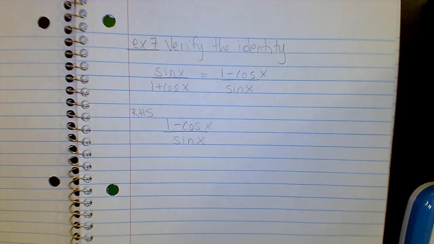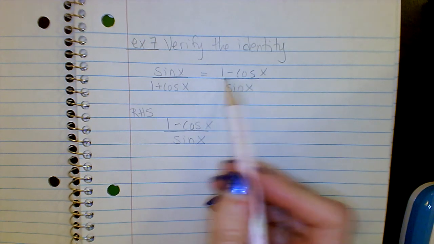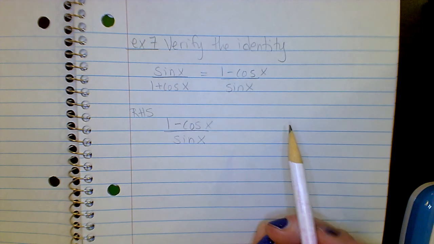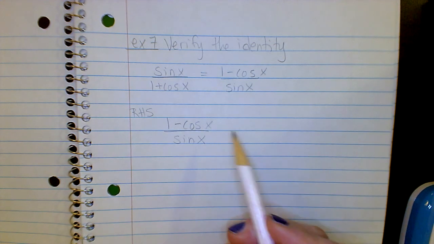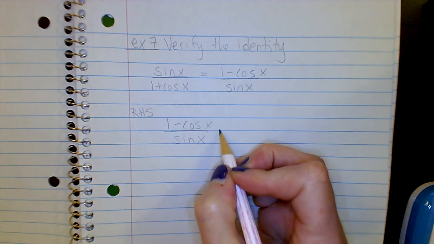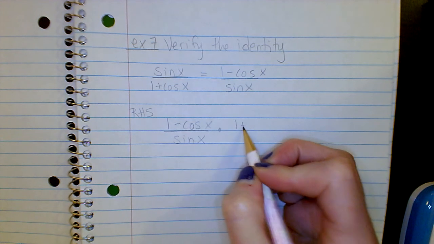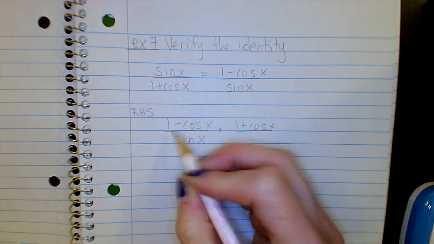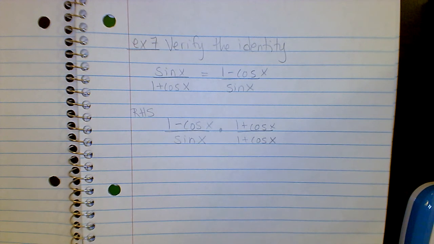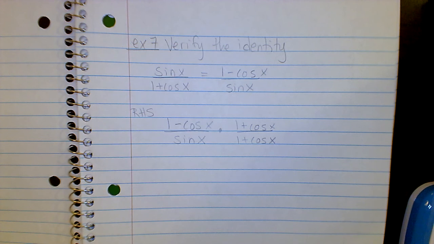A common trick that we can use if one side has a minus and the other side has the same thing but with a plus is multiplying by the conjugate. Now that term might sound familiar. So this is multiplying by the conjugate of this 1 minus cosine x. I'm multiplying by the same thing top and bottom, so I'm just multiplying this fraction times 1. Doesn't change the value, just makes it look different.